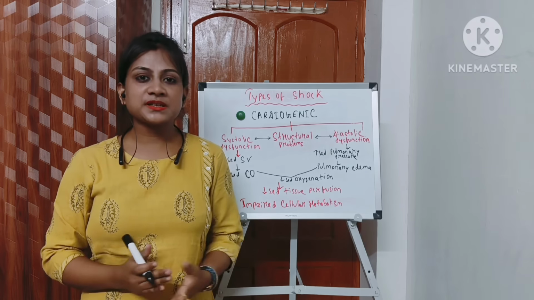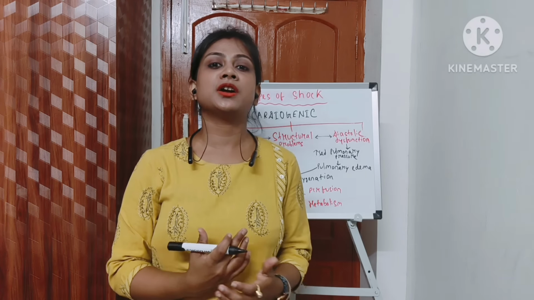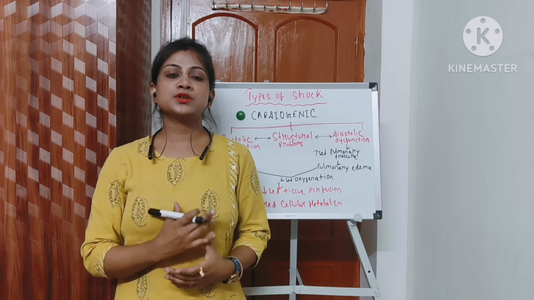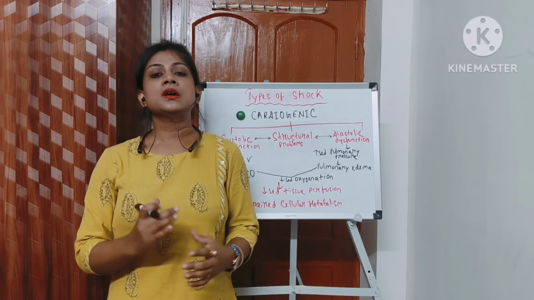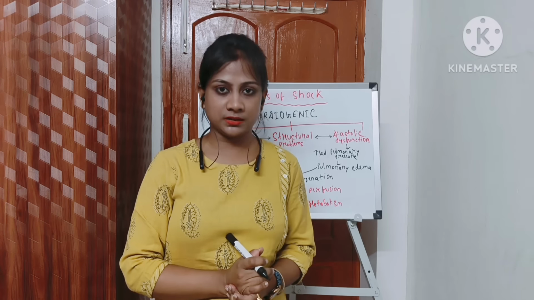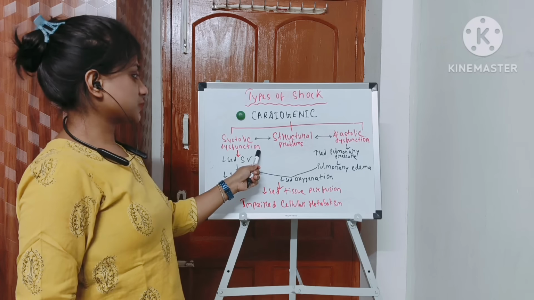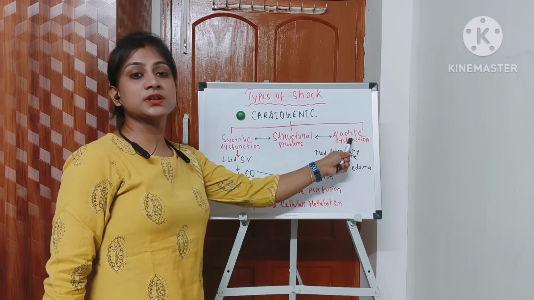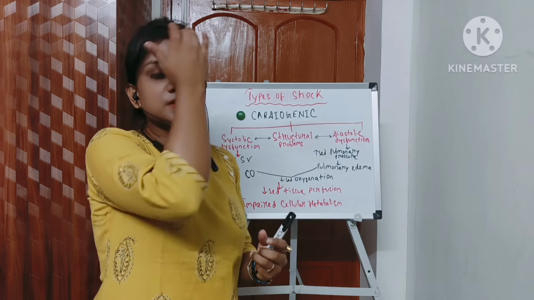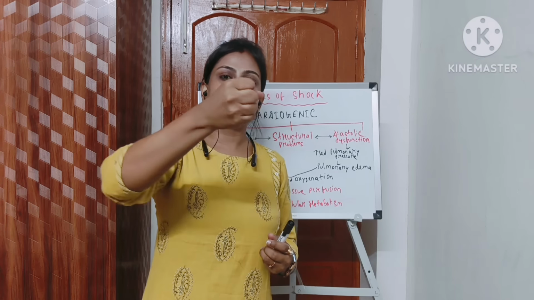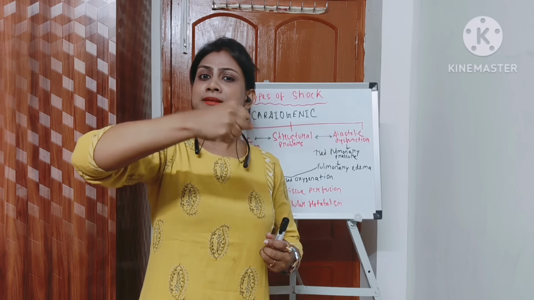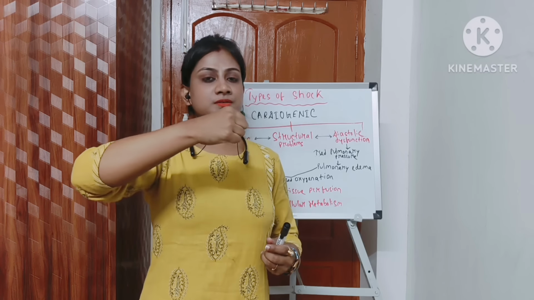Cardiogenic shock. The name itself defines that whenever shock happens due to some cardiological issues, this is cardiogenic shock. Now there are three main causative factors for cardiogenic shock. What are these? Systolic dysfunction, structural problem, diastolic dysfunction. Now what is systolic dysfunction? The heart is pumping like this. It is contracting, it is relaxing.